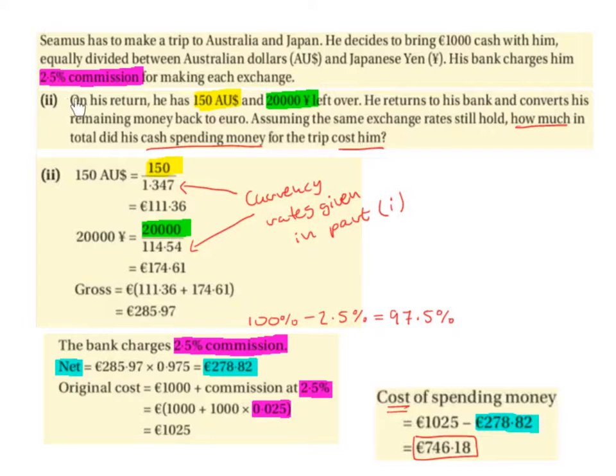Part 2. On his return, he has 150 Australian dollars and 20,000 yen left over. He returns to his bank and converts his remaining money back to euro. Assuming the same exchange rates still hold, how much in total did his cash spending money for the trip cost him?